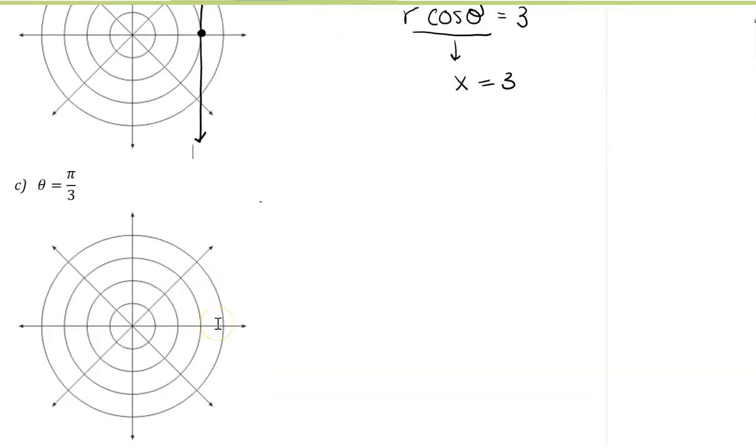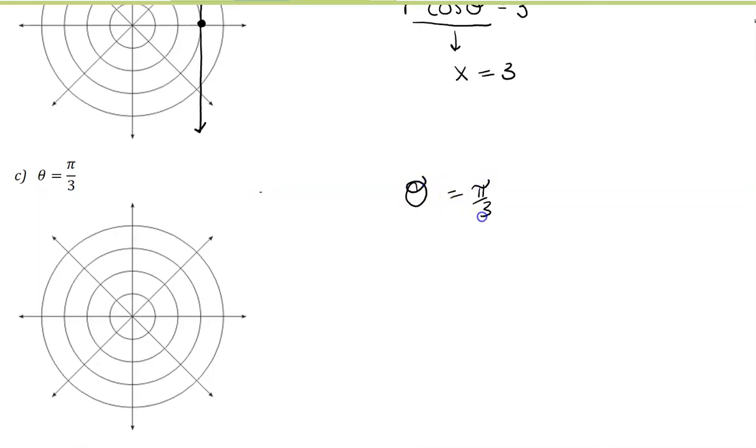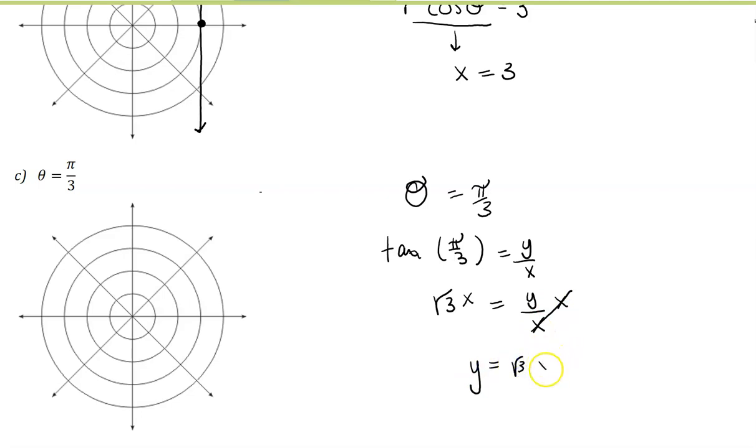Now with this one, I have theta equals π/3. So if I have theta equals π/3, the only equations that involve theta are x equals r cosine of theta, y equals r sine of theta, and tangent of theta equals y over x. Now I know how to find the tangent of pi over 3. The tangent of pi over 3, using whichever method you're comfortable with, is the square root of 3. So I have the square root of 3 equals y over x. And if I multiply both sides by x, I get y equals the square root of 3 times x.